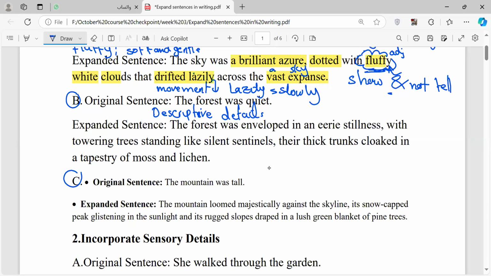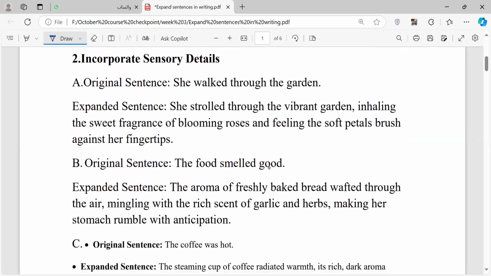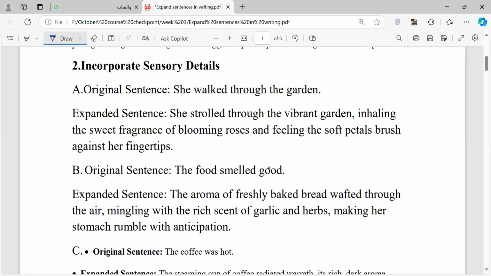All right. The second part here is to incorporate sensory details. Pay attention to that. Sensory details means what, guys? It means using the 5 senses. As I told you last time, using the 5 senses technique is named imagery. So please write this as a note if you don't know. Imagery means using the 5 senses. How can you use the 5 senses to make your writing very attractive and fascinating? Let's see. Give me just a moment and then I'll get back to you.